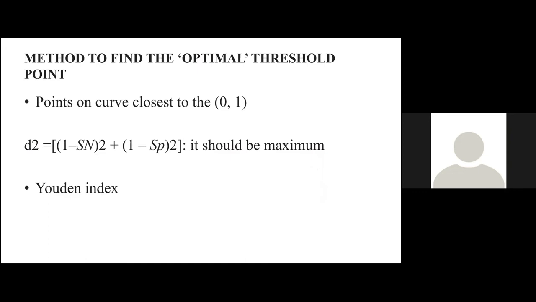Now there are two methods to find the optimal threshold point. Once you have each coordinate for each cutoff point, you have a sensitivity and specificity for each cutoff point. Then there are two ways to decide which cutoff I should take. One is the D square, where D square is equal to (1 minus sensitivity) square plus (1 minus specificity) square. So that should be maximum. And the second is the Youden's index. Most commonly we use the Youden's index, so we will discuss it, but you can use the first criterion also.